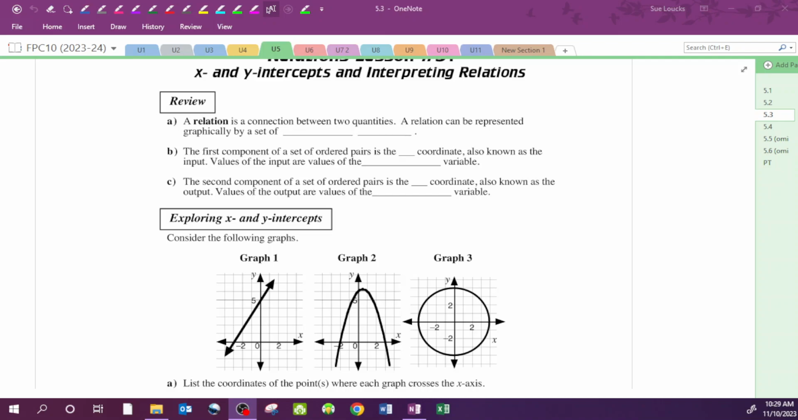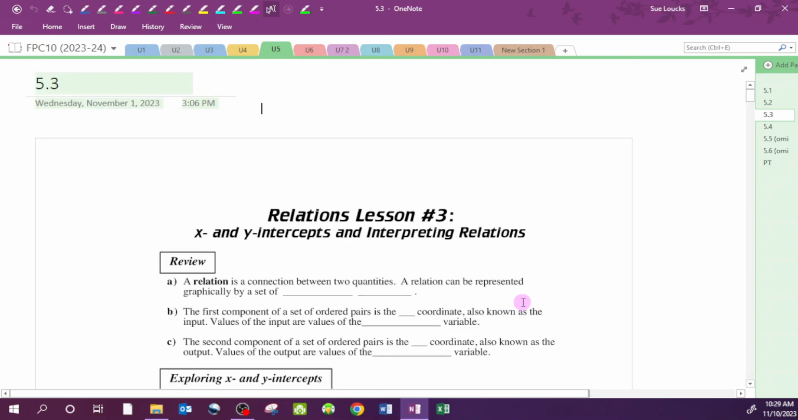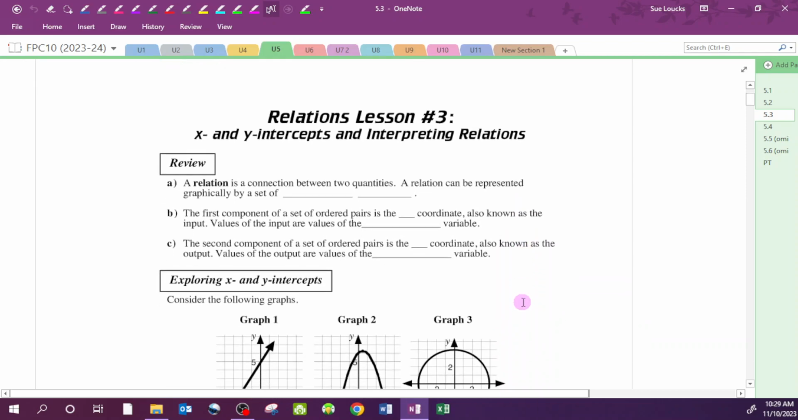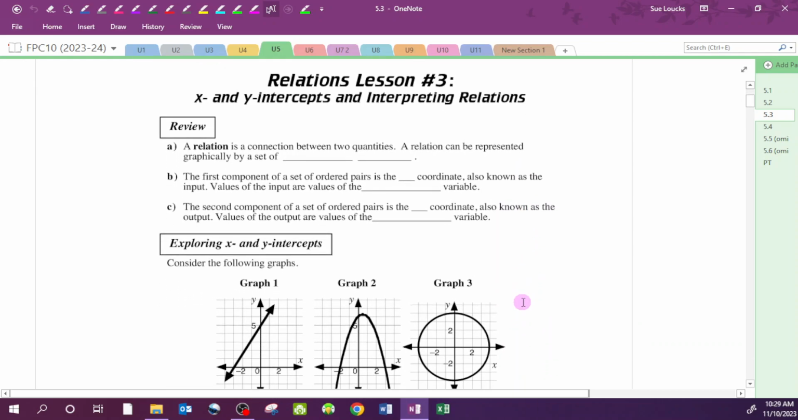Hi, everybody. This is lesson 3 of unit chapter 5 of the book. Lesson 3 on x and y intercepts and interpreting relations.